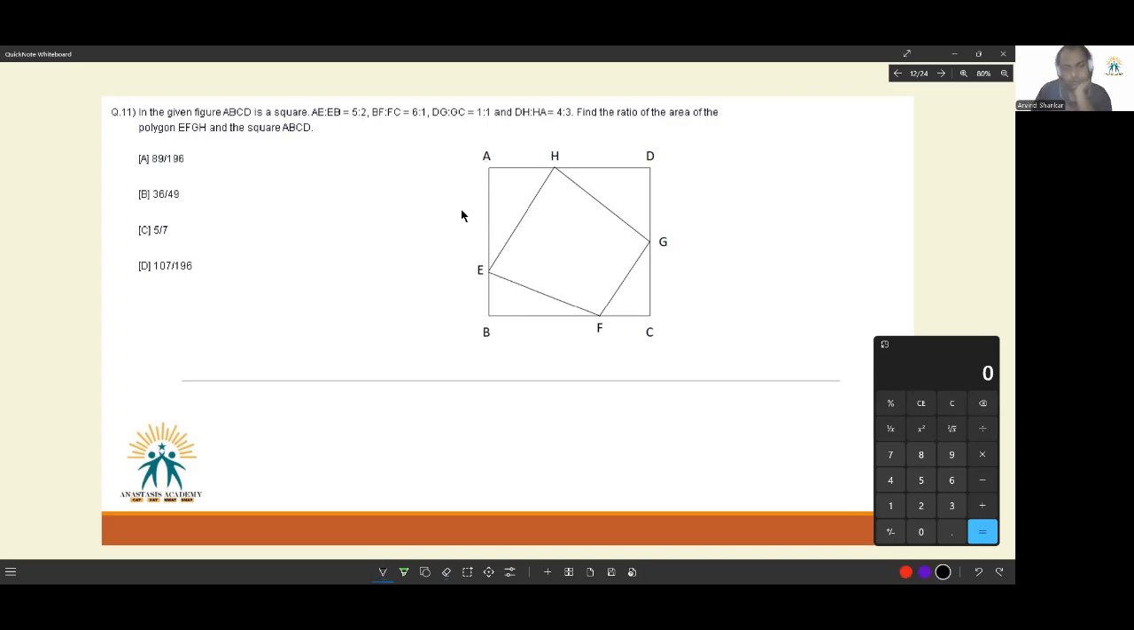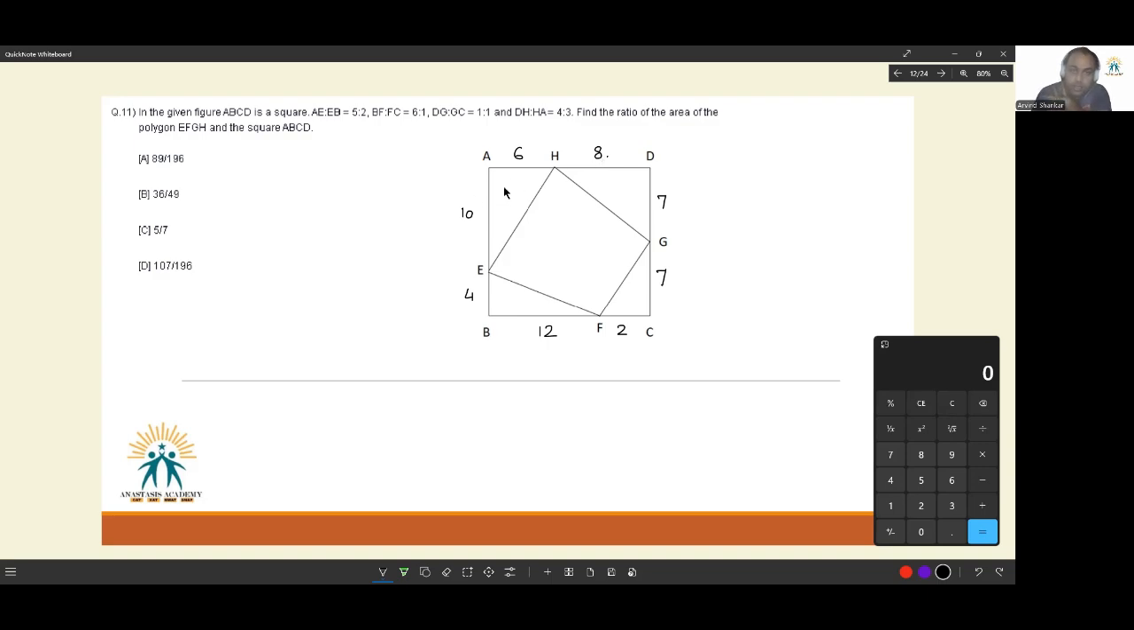5:2. So I'm taking this as 10. I'm taking this as 4. 6 is to 1, so 12 and 2. DG is to GC is 1 is to 1. So 7 is to 7. And DH is to HA, 4 is to 3. So 8 and 6. Okay, so this number was wrong.